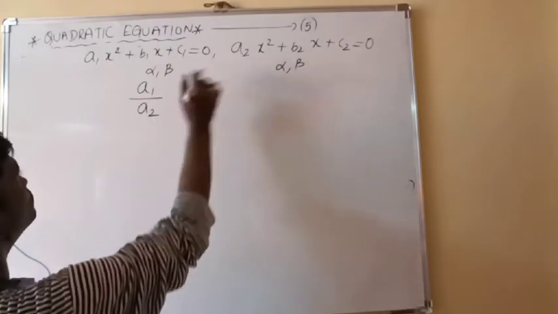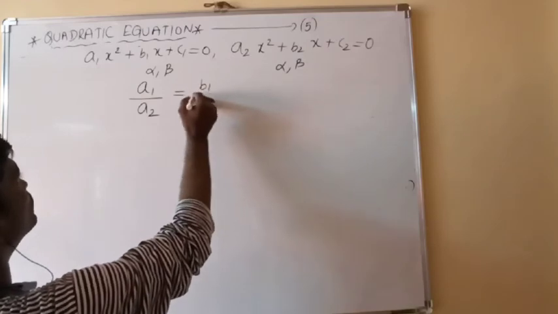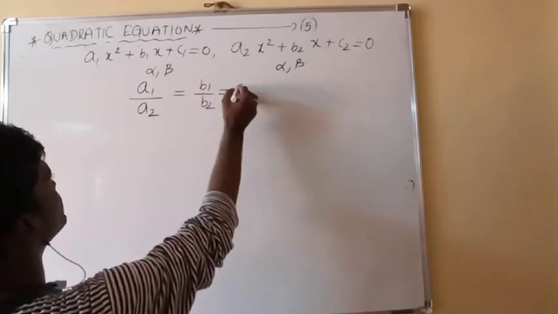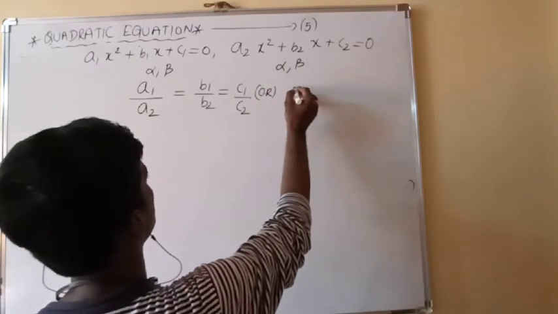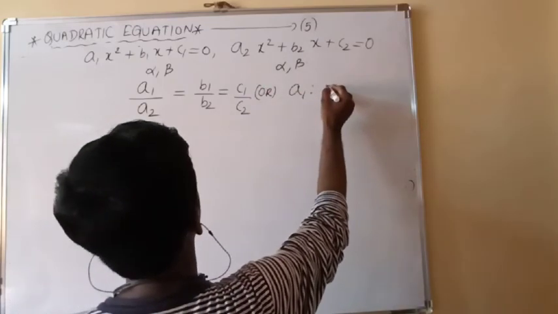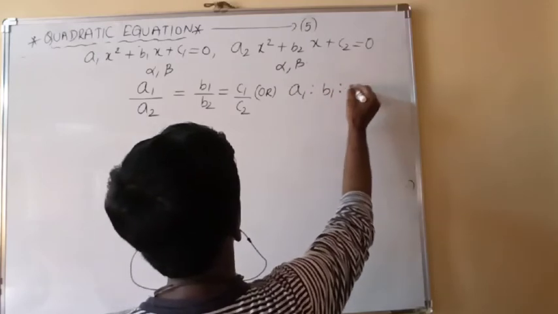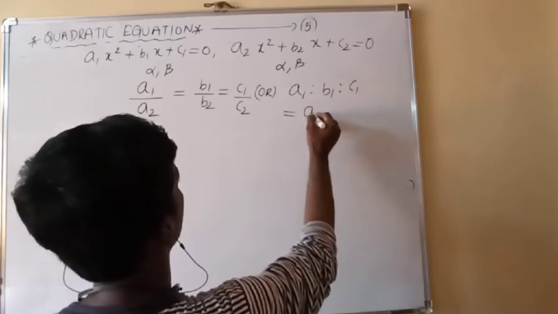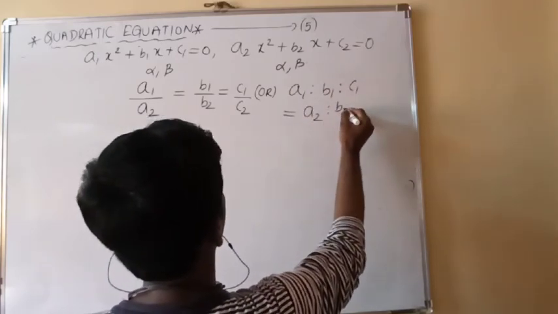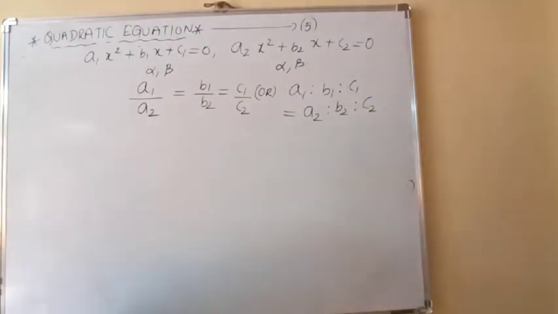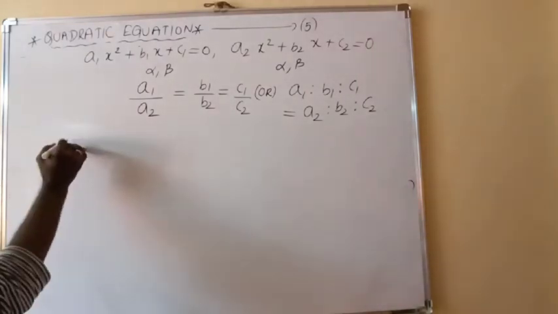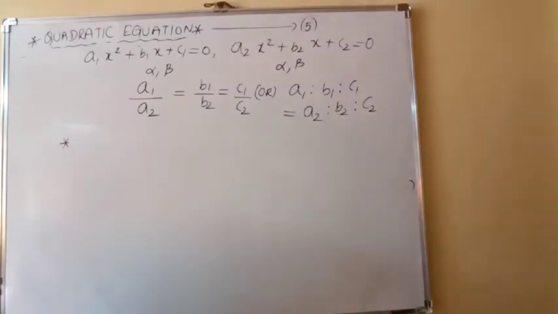a1 by a2 is equal to b1 by b2 is equal to c1 by c2. Or we can write it like this also: a1 is to b1 is to c1 is equal to a2 is to b2 is to c2. Okay, based upon this concept, and one more concept, I'm going to solve one problem. This is the previous year mains problem.